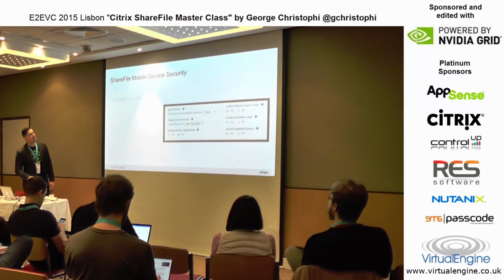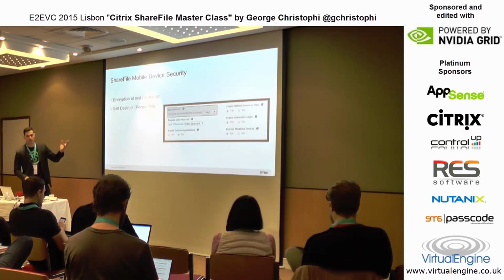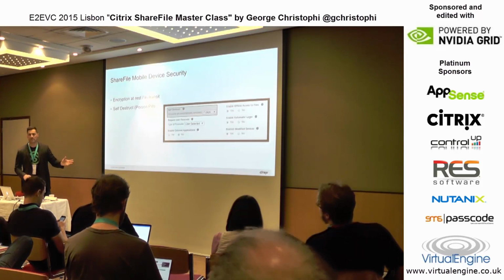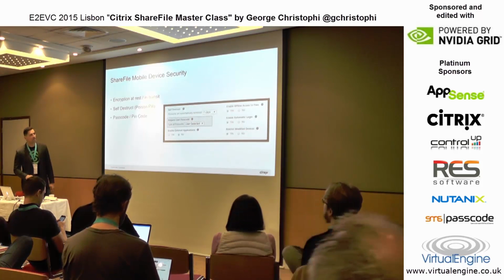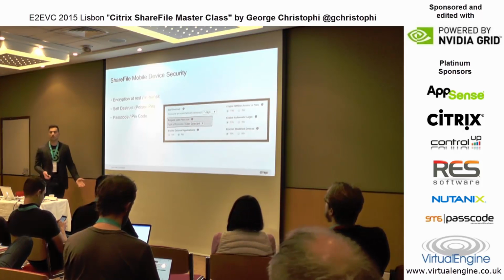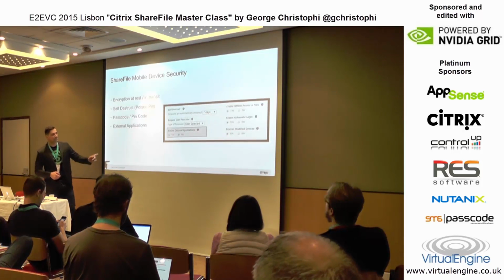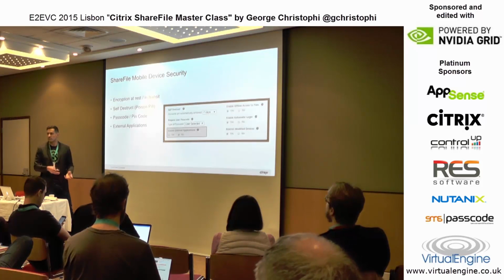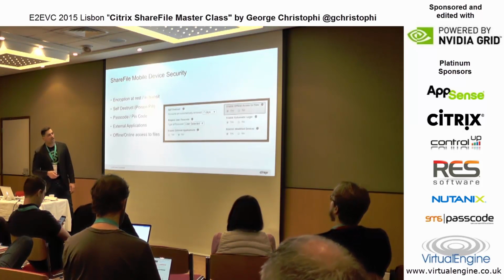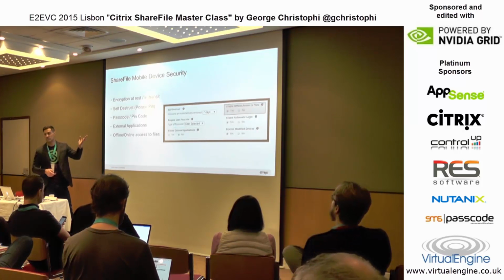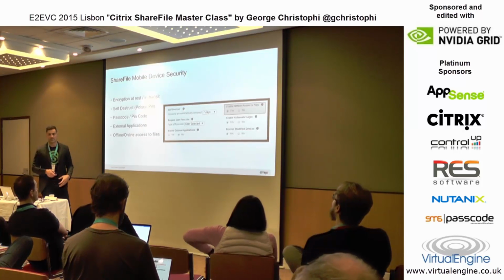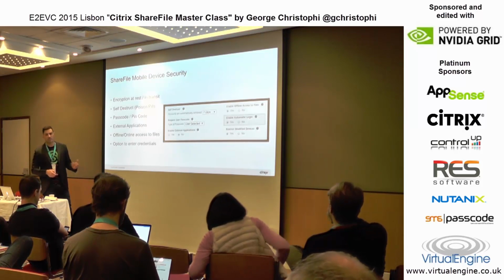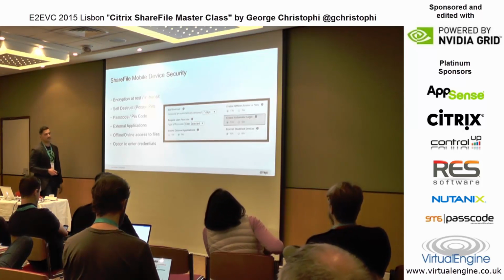So I'm going to quickly go through the mobile device security. We've got things out of the box. ShareFile, you can do self-destruct: someone doesn't log in for a certain number of days, the data goes and their account goes. You can enforce a PIN or passcode. You can disable the external applications, so they can't take the file out of the iOS or Android app and take it anywhere else. And you can disable offline access to files, so it doesn't synchronize down to the device, and you have to always be logged into the internet to access data.